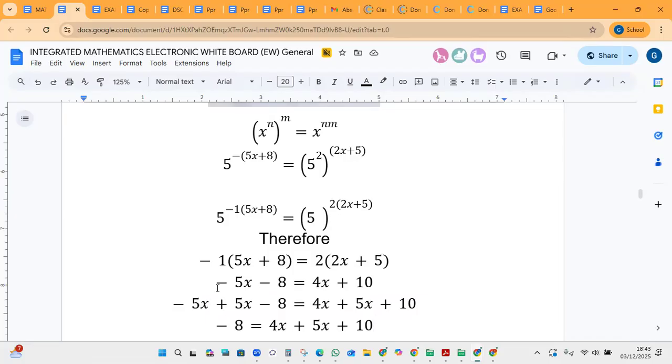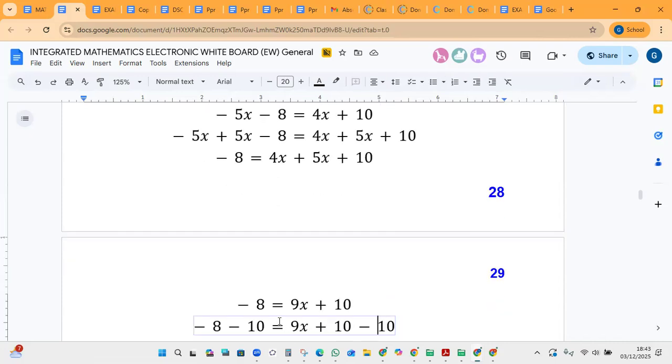So to cancel out the -5x, you have to add 5x. If you add 5x on the left, you have to add 5x on the right. So that -5x and that 5x cancel out. You are left with -8. And 4x plus 5x will give us 9x. Okay, look, it is written there, 9x plus 10 on the right side.